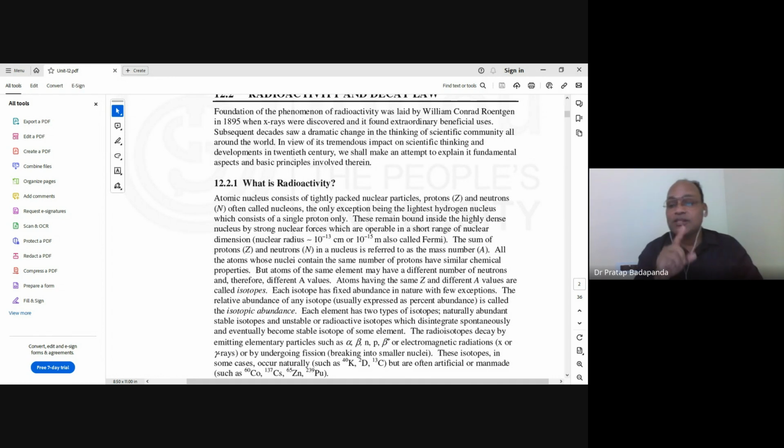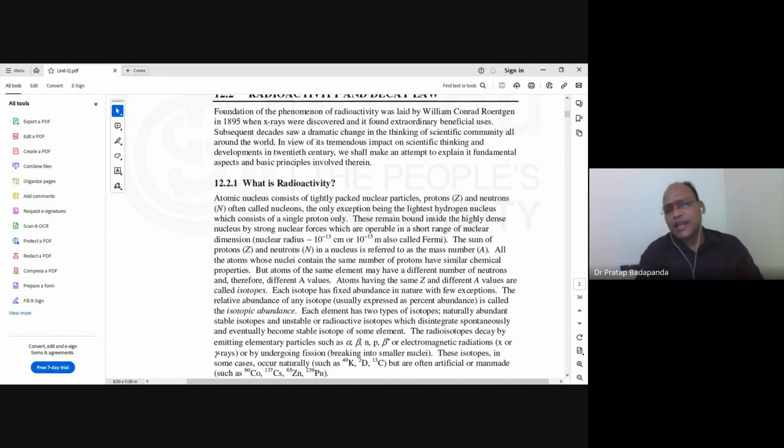Why is the mass number 1, 2, 3? Because the mass number is the number of protons plus the number of neutrons. In protium, only one proton and zero neutrons, so the mass number is 1. In deuterium, one proton and one neutron, so the mass number is 2. In tritium, one proton and two neutrons, so the mass number is 3.